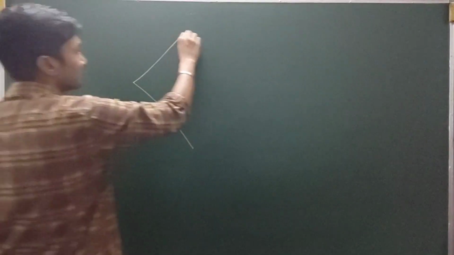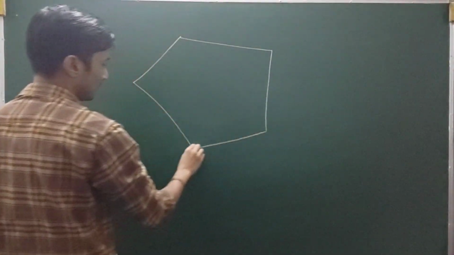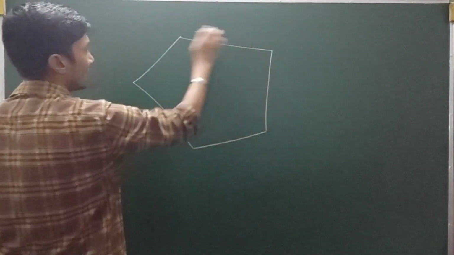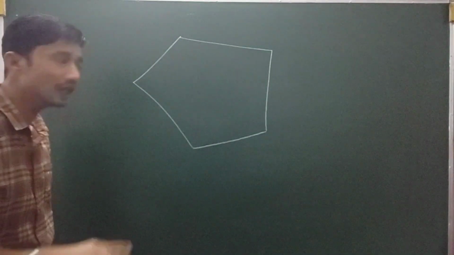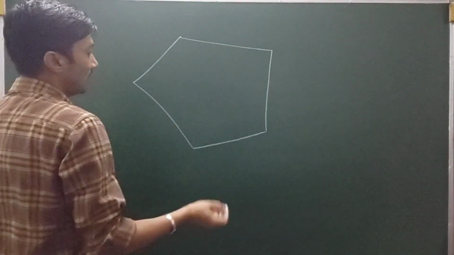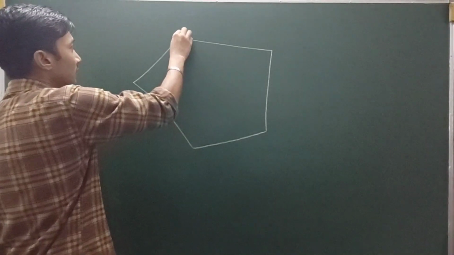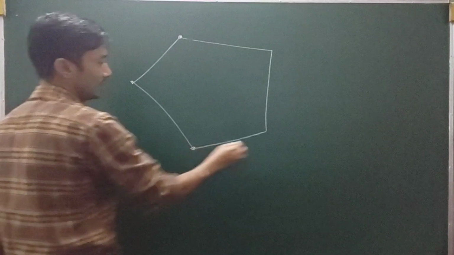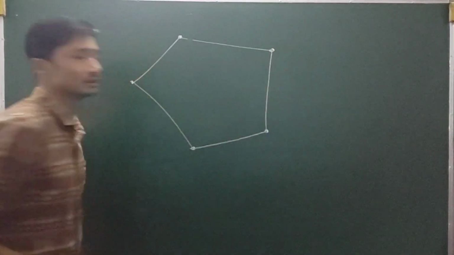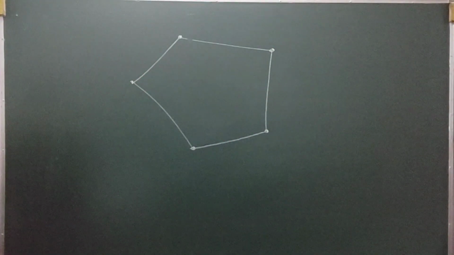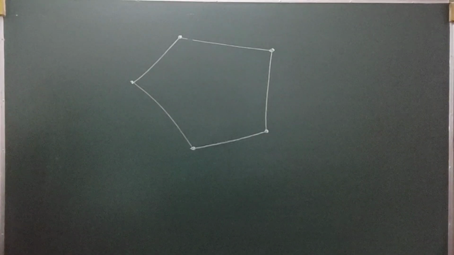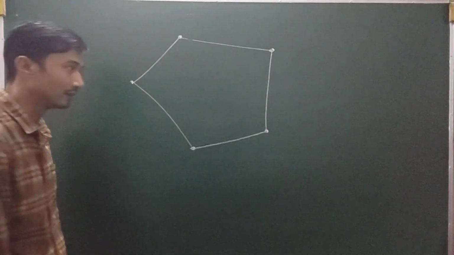A diagonal is a line segment formed by joining two vertices not on the same line. Suppose we have 1, 2, 3, 4, 5, a pentagon. What is a pentagon, sir? I'll tell you, don't worry. Now let's draw some diagonals. Remember, these are the vertex points, 1, 2, 3, 4, 5. Try to draw the diagonals.